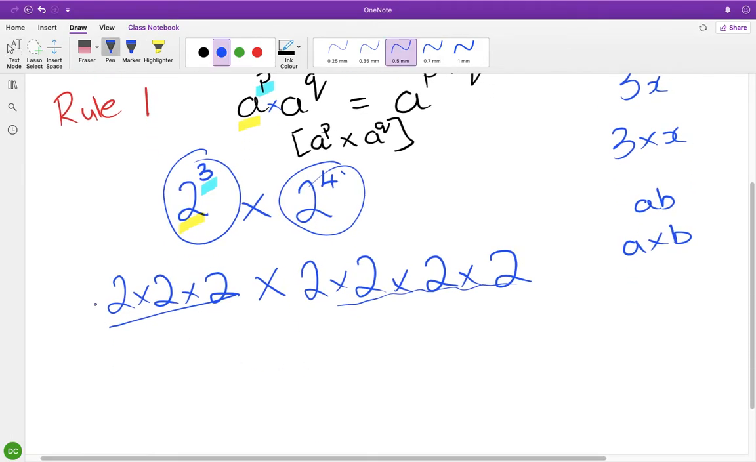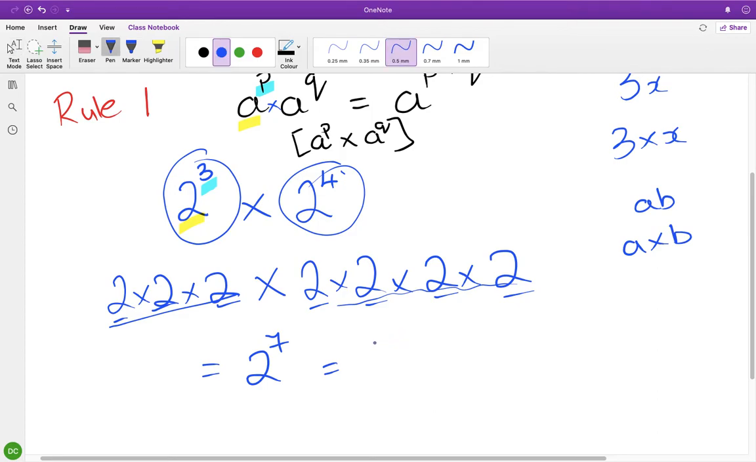So let's see how many we have. We have 1, 2, 3, 4, 5, 6, 7. So that is 2 to the power of 7. And if you want, you can type that into your calculator and figure out what 2 to the power of 7 is. It'd be quite a big number.